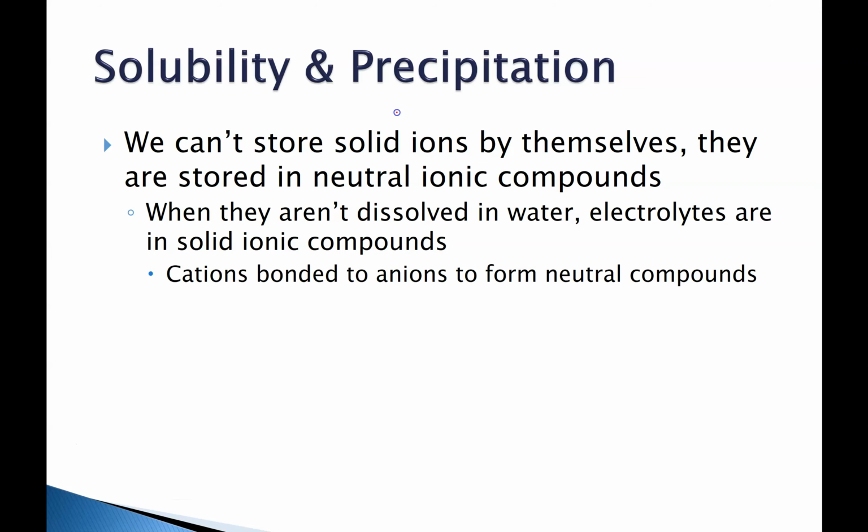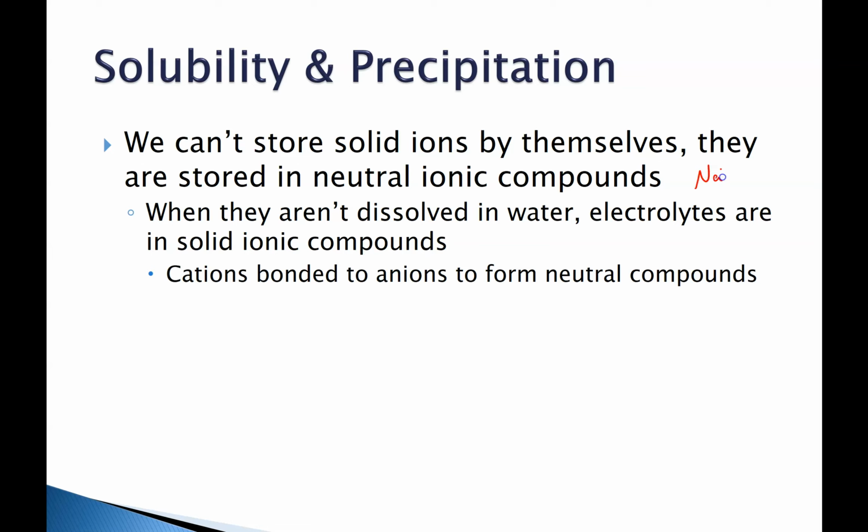It just doesn't exist as Na+ by itself as a solid. That's not a thing. We can have sodium metal, but we can't have a sodium ion. The same thing is true for negative ions. We don't have chlorine ions by themselves. We can have chlorine bonded to another chlorine as a diatomic molecule, but we can't have just a chlorine ion, at least not solid. So we store these instead as neutral ionic compounds.